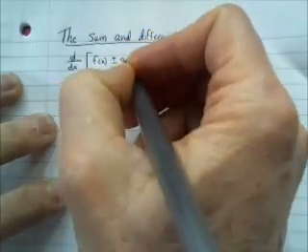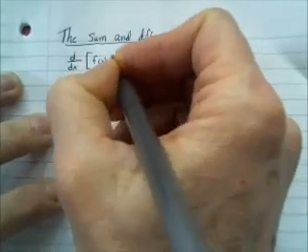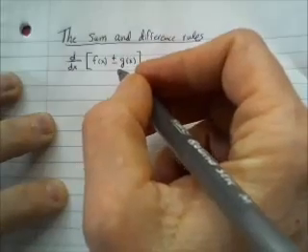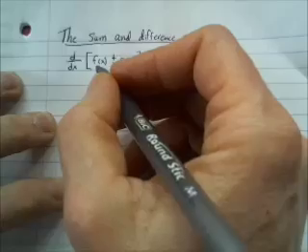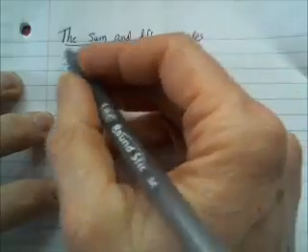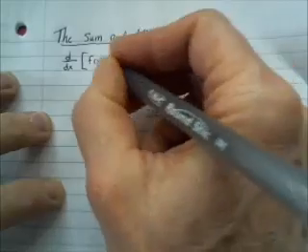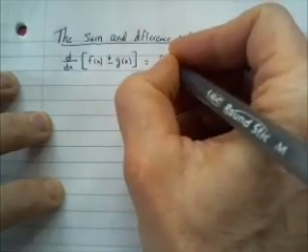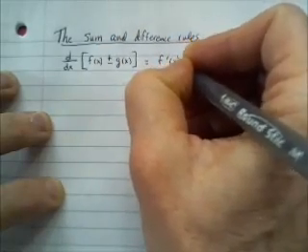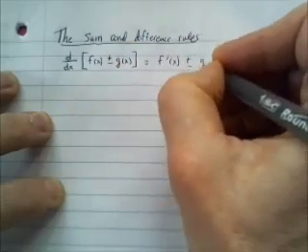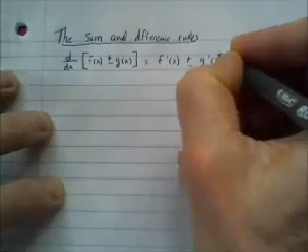And there can be more than two functions added or subtracted. This could be f, g, h, i, j, k. We could have a whole bunch of functions added or subtracted. But if you have the sum or difference of functions, you're trying to find the derivative of it. All it is, you find the derivative of the first function, f prime of x, and you add or subtract, depending on what you're given, the derivative of g, g prime of x.